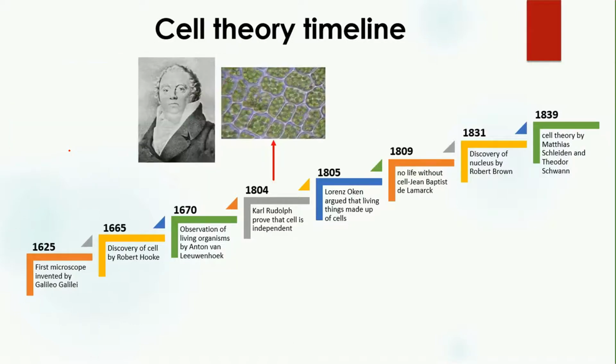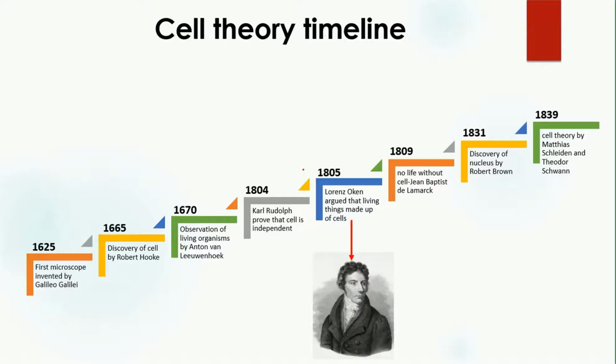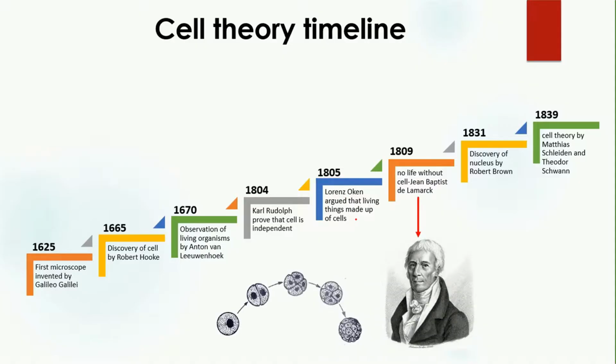Then in 1804, Karl Rudolphi proved that a cell is independent and separated from other cells by a cell wall. In 1805, Oken argued that living things are made up of cells. In 1809, Jean-Baptiste de Lamarck described that nobody can have life if its constituent parts are not cellular tissue or are not formed by cellular tissues. Meaning the cell should be present if a person is living.